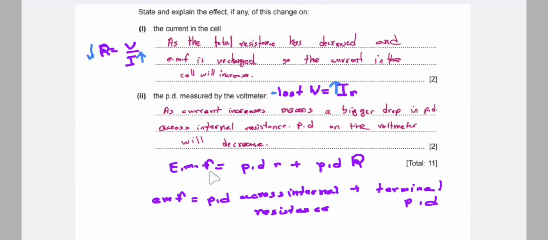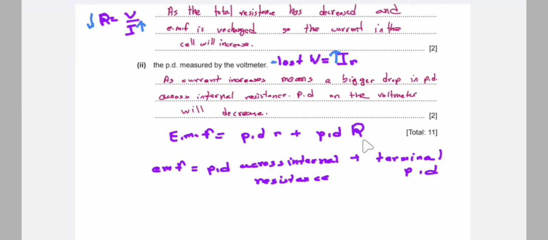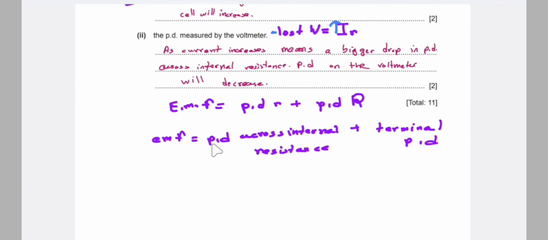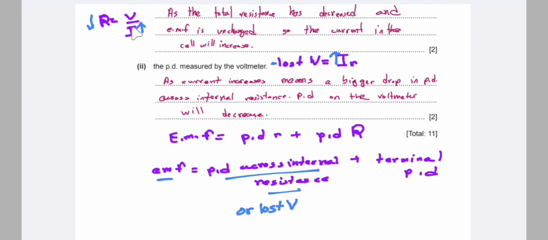We know that EMF is equal to the potential difference across the internal resistance, or lost volt, plus the terminal potential difference. And here we can see that as the current increases, since V is equal to IR, the potential difference across the internal resistance increases. Since the potential difference across the internal resistance increases and the EMF is constant, the terminal potential difference decreases, or the potential difference measured by the voltmeter decreases.